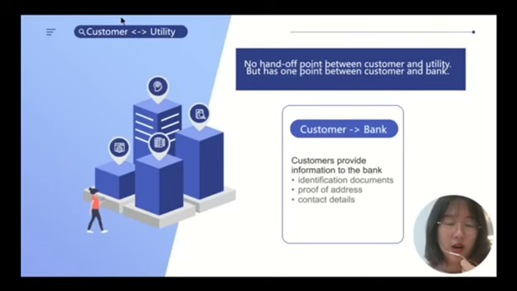Then I want to talk about the hand-off points between the customer and the utility. There is no hand-off point between customer and utility, but there is one point between customer and bank. Initially, the customer provides information to the bank, not utility. The information includes identification documents, proof of address, contact details, etc. So the bank can record and verify the customer's identity and then update the information to the utility.